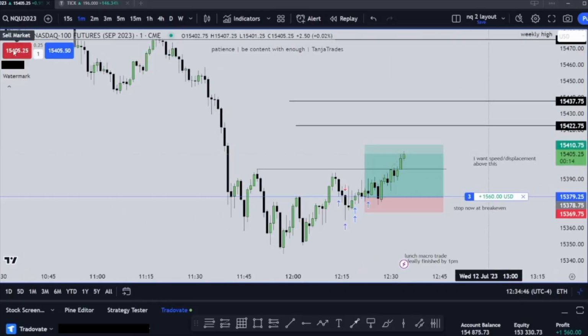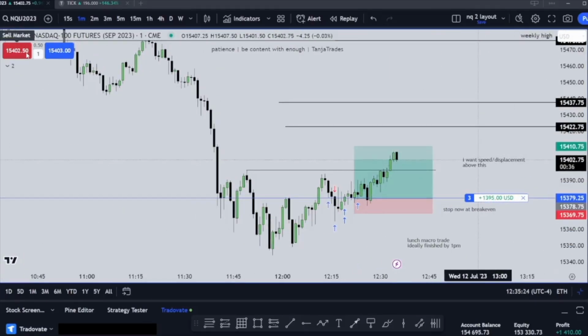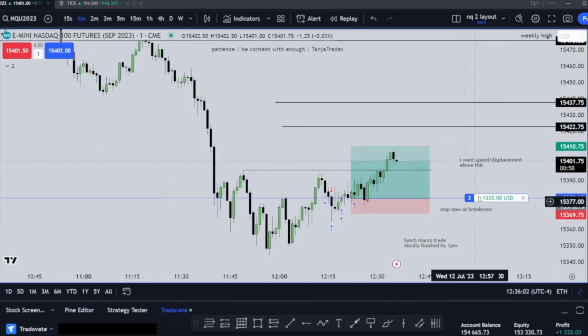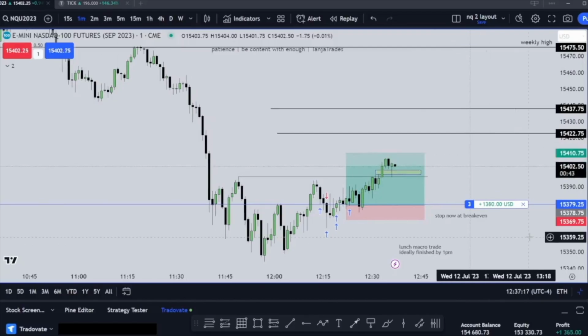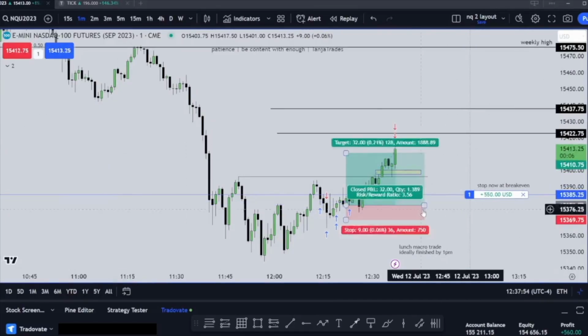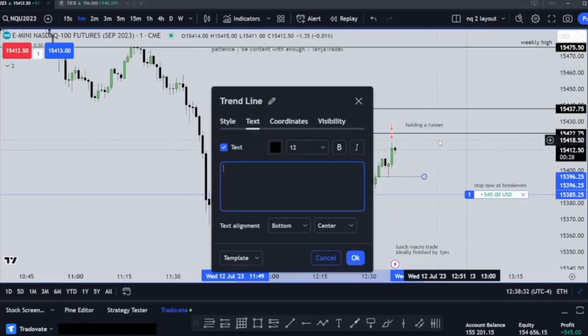Here, there's no equal highs, so I'm just taking low-hanging fruit. I think that price is going to reach back up into the higher fair value gap. That's where I take my partials, and those other lines are some standard deviations of the manipulation leg.